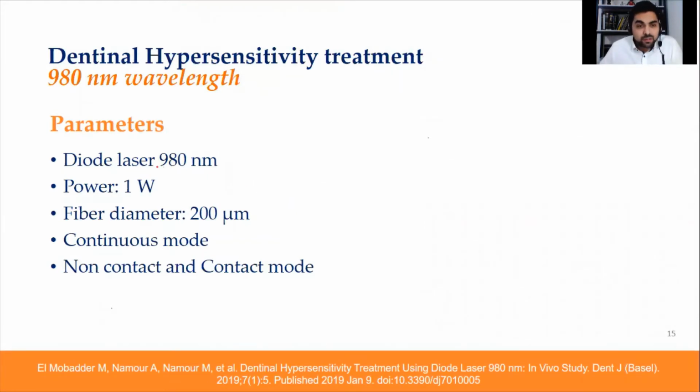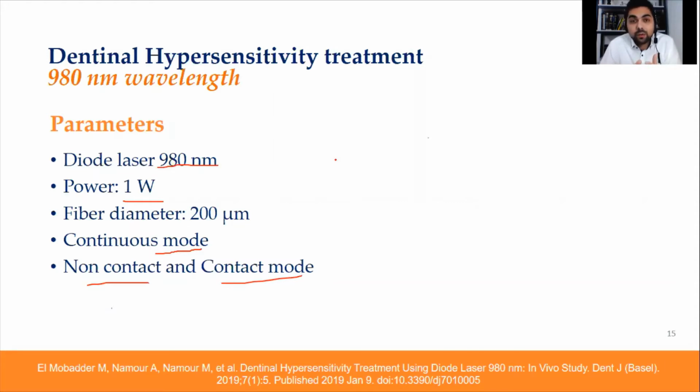The parameters are the 980 nanometer wavelength of the Smart M Pro, a power of 1 watt, it's enough, in a continuous mode, and in a non-contact and contact mode. So I will explain how in the protocol we will work in a non-contact and contact mode. And the most important thing was that we have chosen these parameters, but before doing our in vivo study, we wanted to make sure that these parameters are safe and our protocol is safe on humans. So before doing the in vivo study, we had to do an in vitro study.